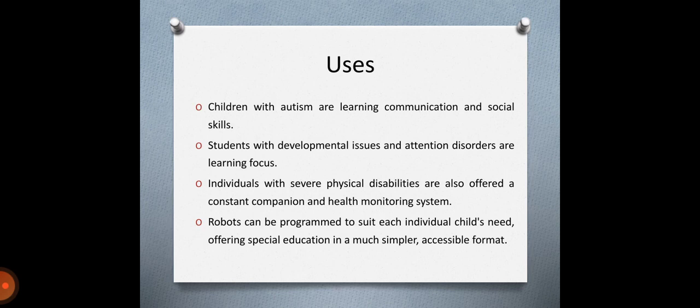Children with autism can learn communication and social skills. Children with developmental issues, socially disadvantaged children, and those with attention disorders can learn to focus. Students with physical disabilities can have a constant companion, and their health can be easily monitored by the robots. Each and every robot is programmed for an individual child's needs, offering special education in a simpler and accessible format.